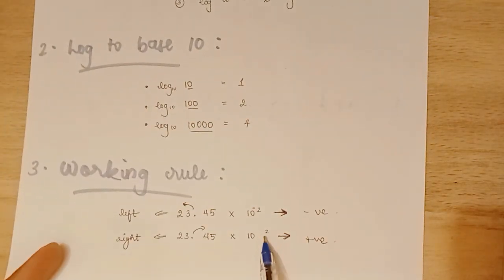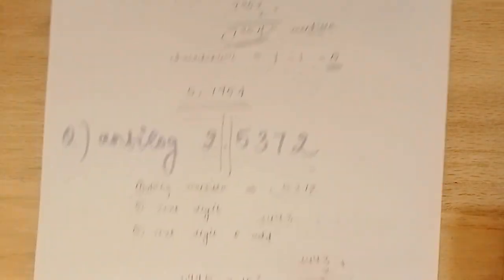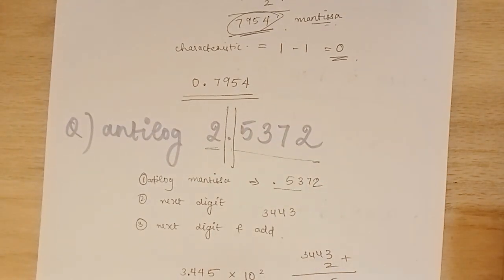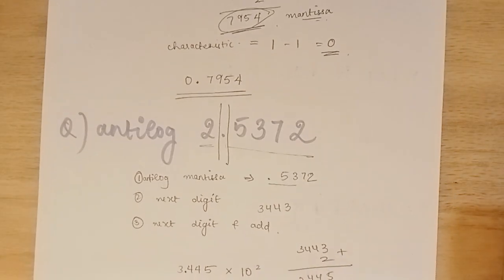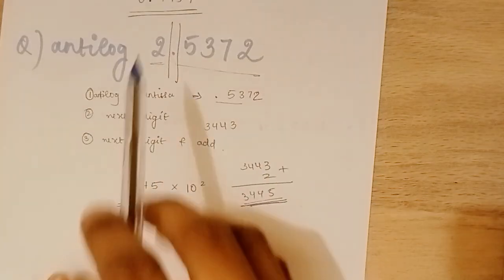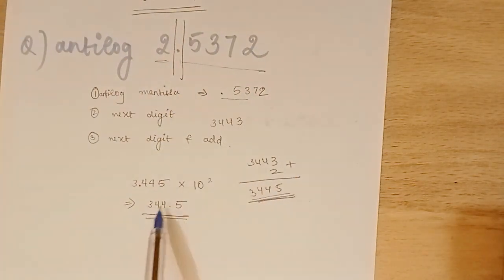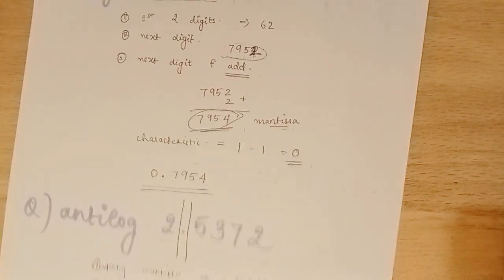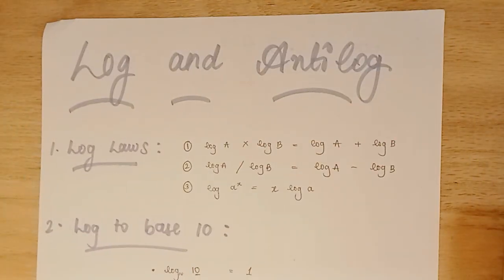Now, just like before, whenever you multiply with a positive power, your decimal moves to the right. So 2 means the value will be 344.5. This is your anti-log value for this number. So move 2 points to this side, that is 344.5. This is how you find the log values and antilog values with the logarithm and antilogarithm tables.